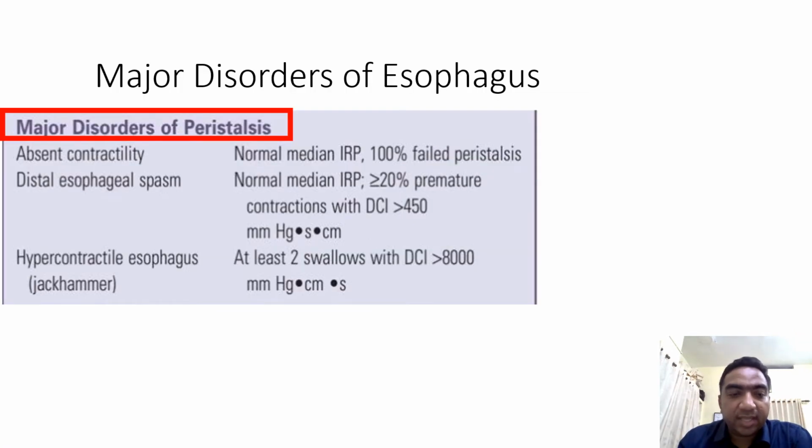First, we will discuss the major disorders of peristalsis, which include absent contractility, distal esophageal spasm, and hypercontractile esophagus. You are seeing a lot of numbers here. I am not discussing them at this point because for the undergraduate level it is not required. So I will be discussing how to interpret the images rather than the numbers.